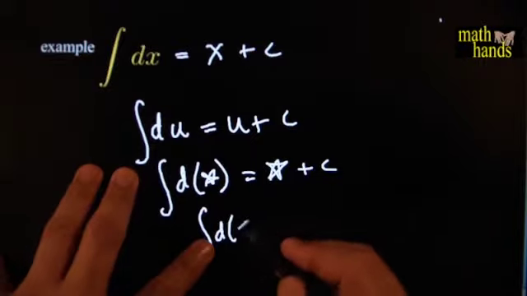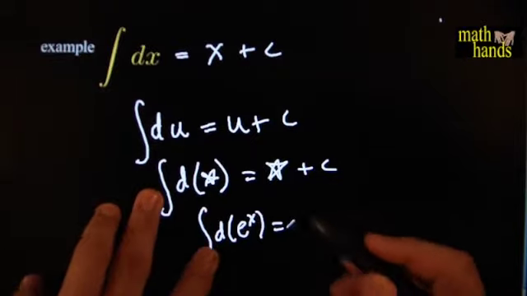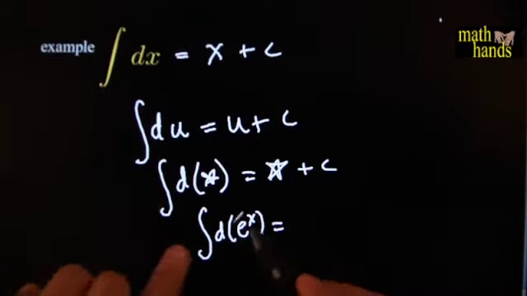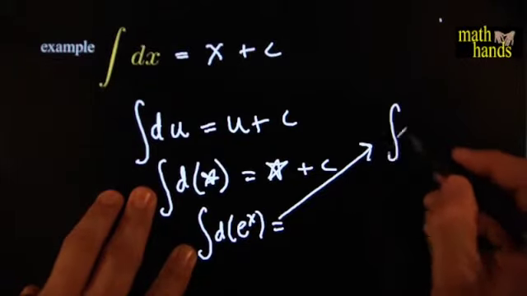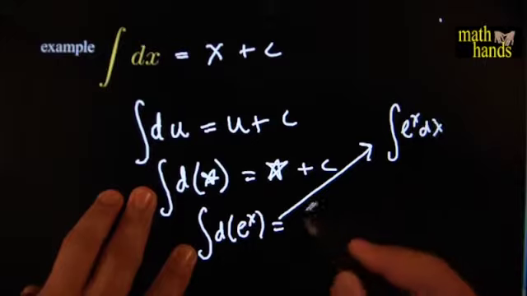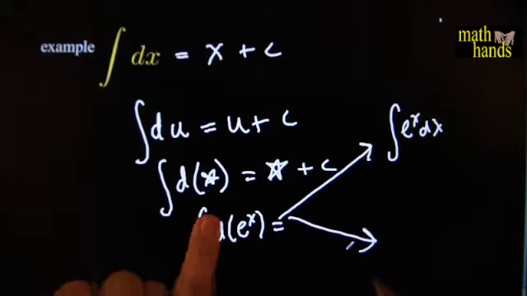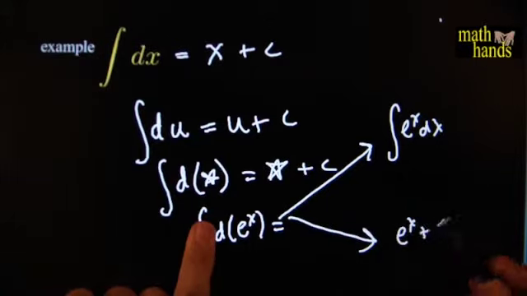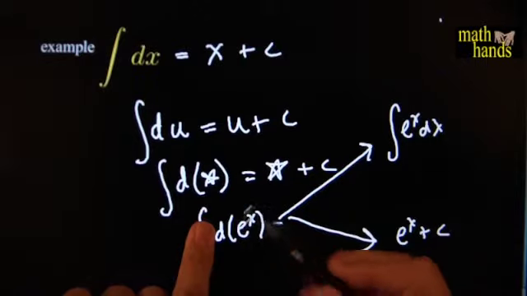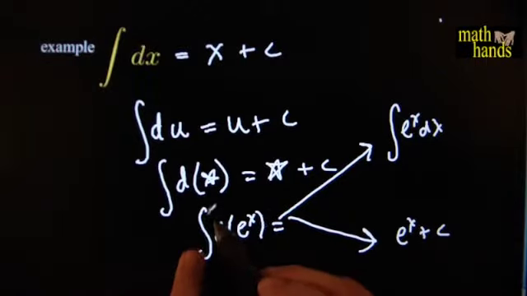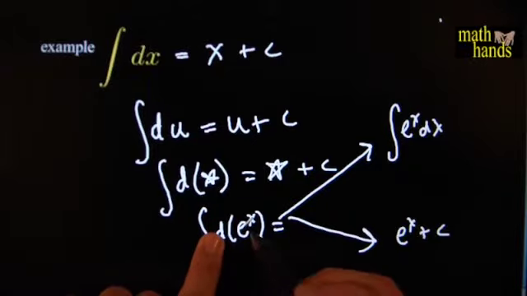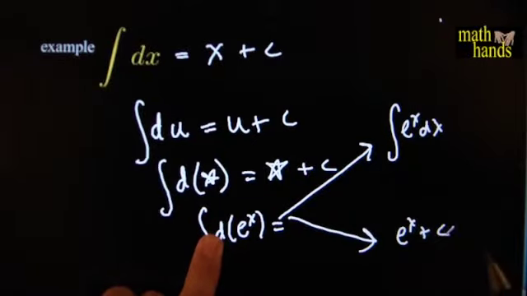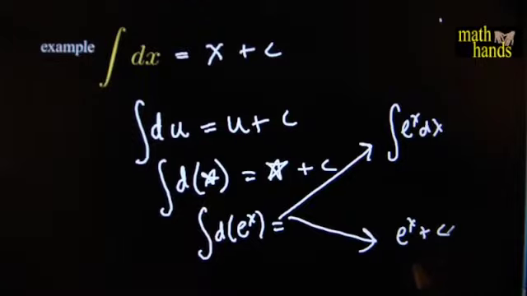Here, I'll show you now why it's interesting. The differential of e to the x. On the one hand, you could say, well, that would be the integral of e to the x dx. But on the other hand, you could say, well, they do undo each other. It's just e to the x plus c. And you could have any sort of stuff in there. The antiderivative of the derivative of any stuff would be the stuff plus a constant. That's what's interesting about it.